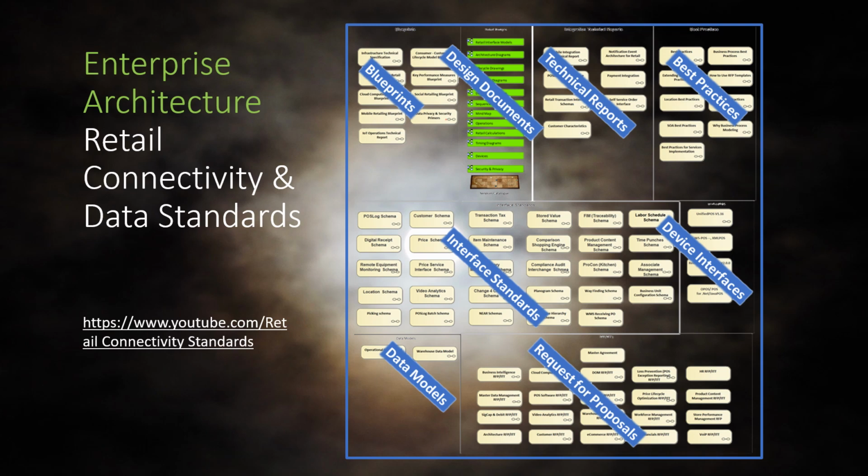So when you figure out where the capabilities fit within the business processes, you can now delve down into the actual information at the enterprise architecture level. In this case, we're looking at retail connectivity and data standards. So we want to start looking at the information that contains data in motion, messages, and data at rest, the data model. In today's world, in the whole microservices environment, these must be standardized.